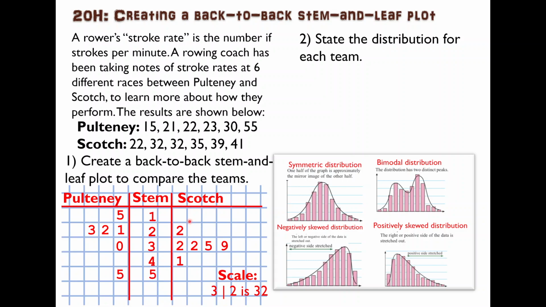Pulteney is a little bit trickier. Where's my pen? There's my pen. So Pulteney, most results are clumped at the low side, and then the high side is really stretched out. I'll just try that a little bit better. So most results are clumped at the low side, and then there's one at the high side. So most results are low, but there's one, in this case, a rare one, that's at the high side. So the positive side here is stretched out. So which distribution matches Pulteney?